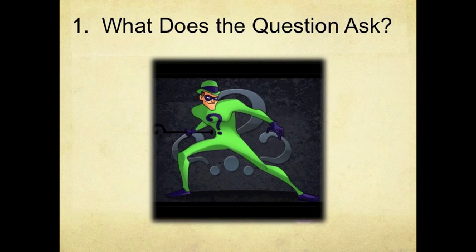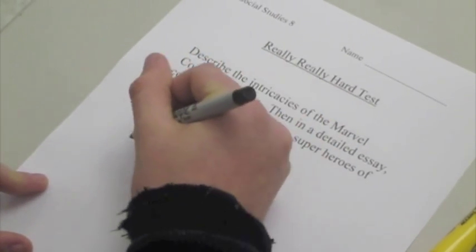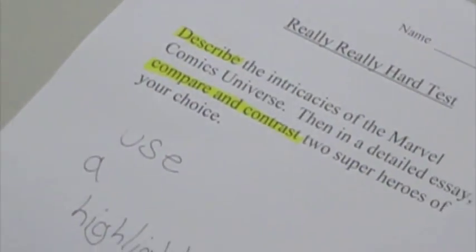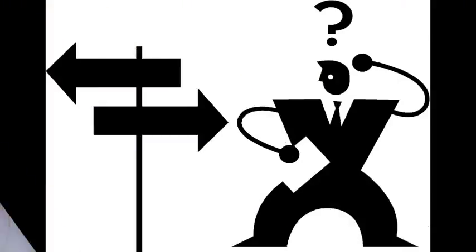Before you even begin writing, you have to ask yourself, what does the question want me to do? You can highlight or underline key words in the question itself, or just take notes on a separate sheet of paper. It doesn't really matter what you do, as long as you have some type of strategy to remember what you have to accomplish in your writing.